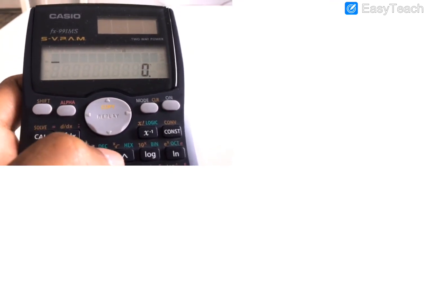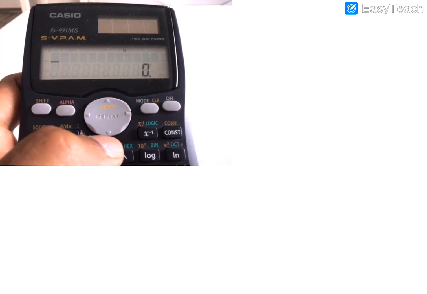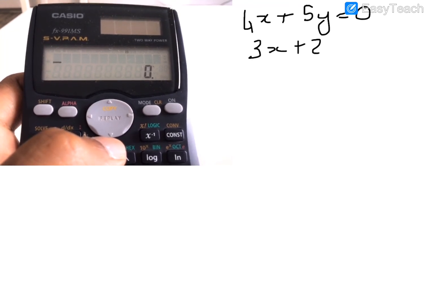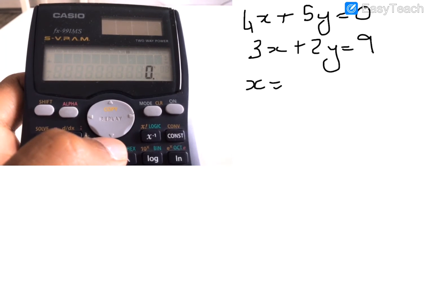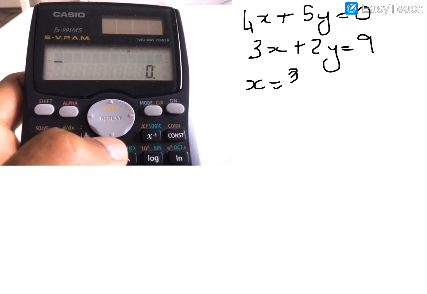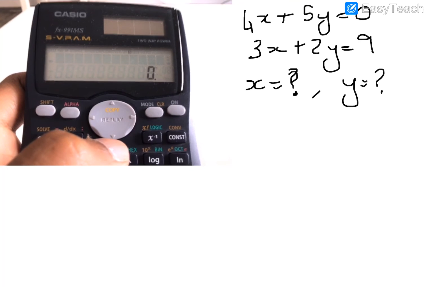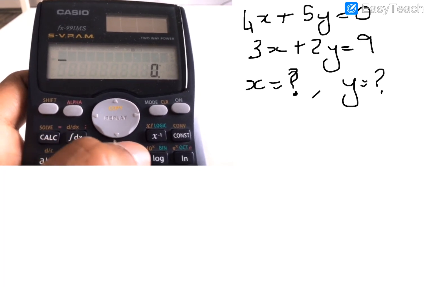So let's say we have two sets of equations with two unknowns. It can be something like 4x plus 5y equals 0 and 3x plus 2y equals 9. So our two unknowns are x and also y. So we're gonna solve for this using the calculator.